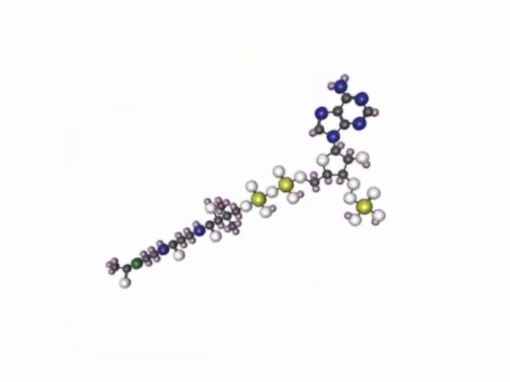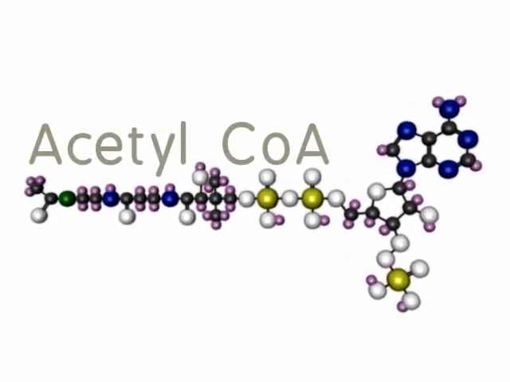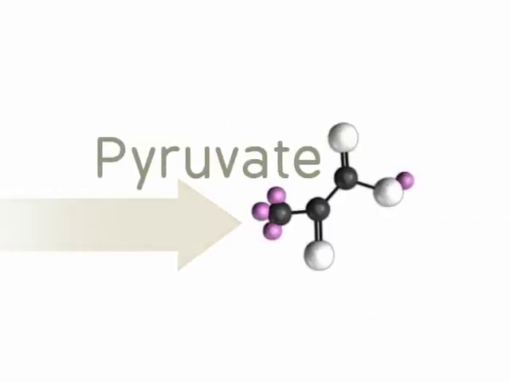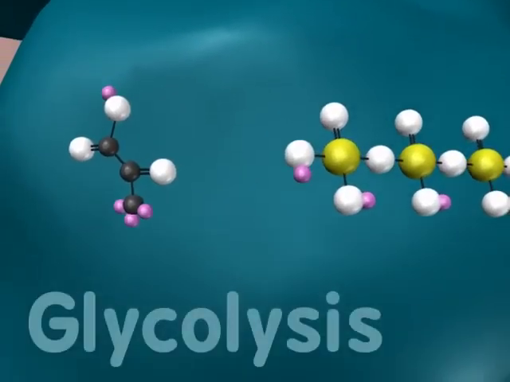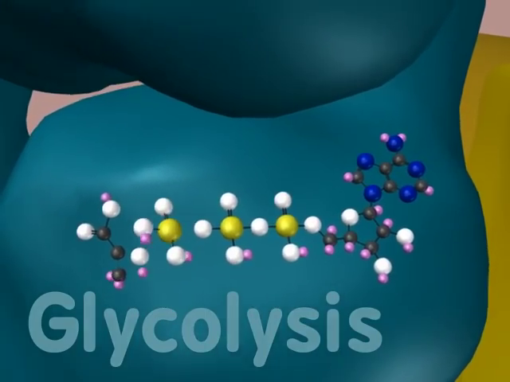So where does the 2-carbon molecule come from to begin the citric acid cycle? This molecule, acetyl-CoA, is made from pyruvate. Pyruvate is a product of glycolysis, the other major ATP-producing cycle in the cell.